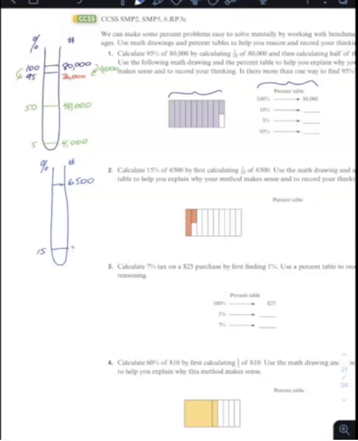Now, what is 6,500? Well, if that's our whole, then that is our 100%, and we want 15%. So let's see if we can have some fun here. If I know that 100% is 6,500, I can figure out what 10% is, right? It's just a tenth of that, 650. But I need another 5%. I need to get to here, so I need to add another 5%.